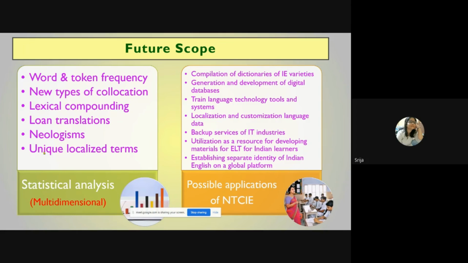Okay, so what are the possible applications of our corpus? They are compilation of dictionaries of IE varieties, which is Indian English varieties, generation and development of digital databases, trained language technology tools and systems, localization and customization of language data, backup services of IT industries, utilization as a resource for developing materials for ELT for Indian learners, establishing separate identity of Indian English on a global platform. So these are the wide future scope of the corpus we prepared. It has opened several doors for future scope.